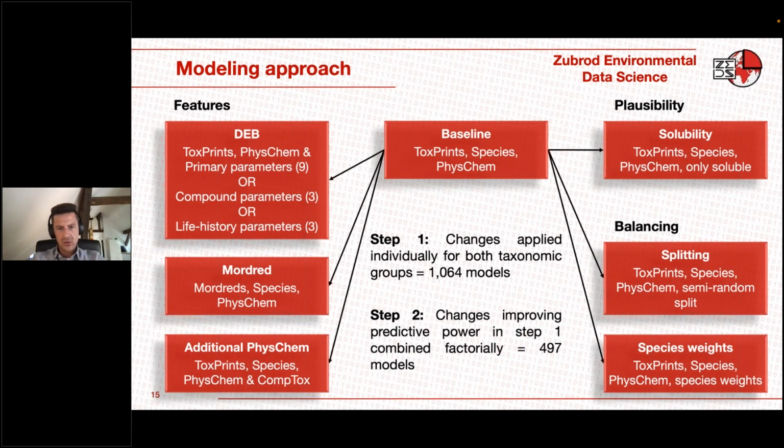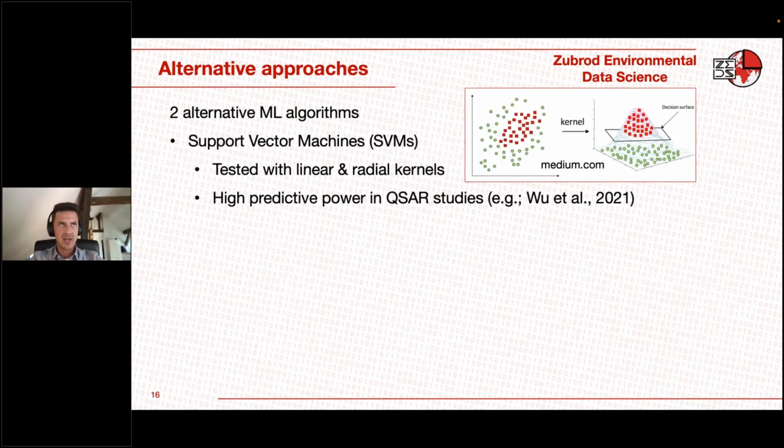So all of the changes that resulted in better models than the baseline model, we combined factorially, resulting in another approximately 500 models. From the second step, we then selected two final models, one for fish and one for invertebrates, and tested them against alternative approaches to make sure that our choice of machine learning algorithm, model pipeline, and so on was actually suitable for the task at hand.